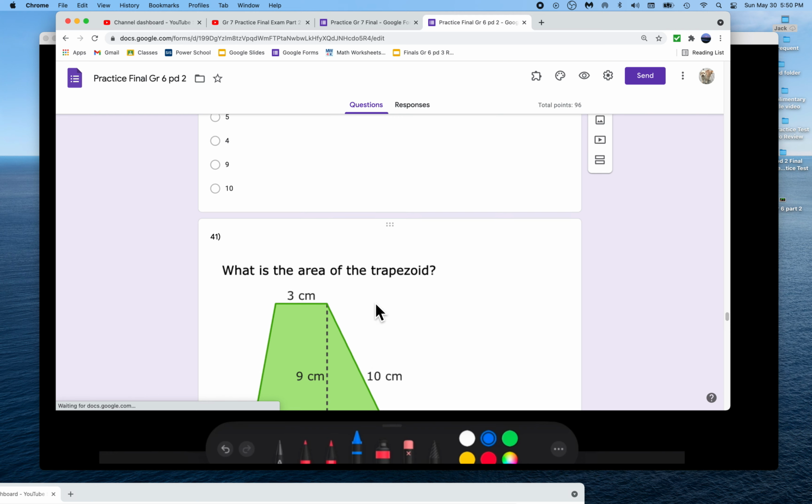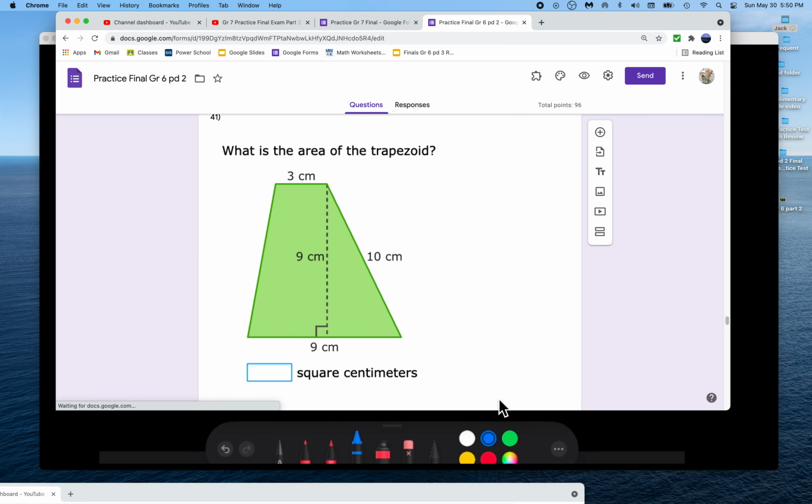Okay, next one. Area of a trapezoid. You definitely will see this on your final. Area of a trapezoid is found by getting the average of the bases and then multiplying it by the height. This value here is irrelevant. You do not use this at all in the computation of the area of the trapezoid. It's just the 2 bases and the height.